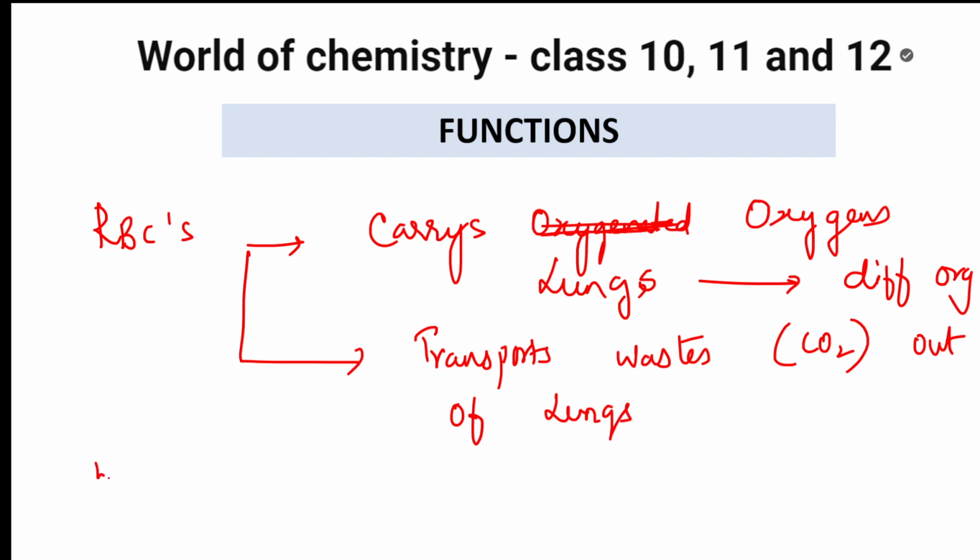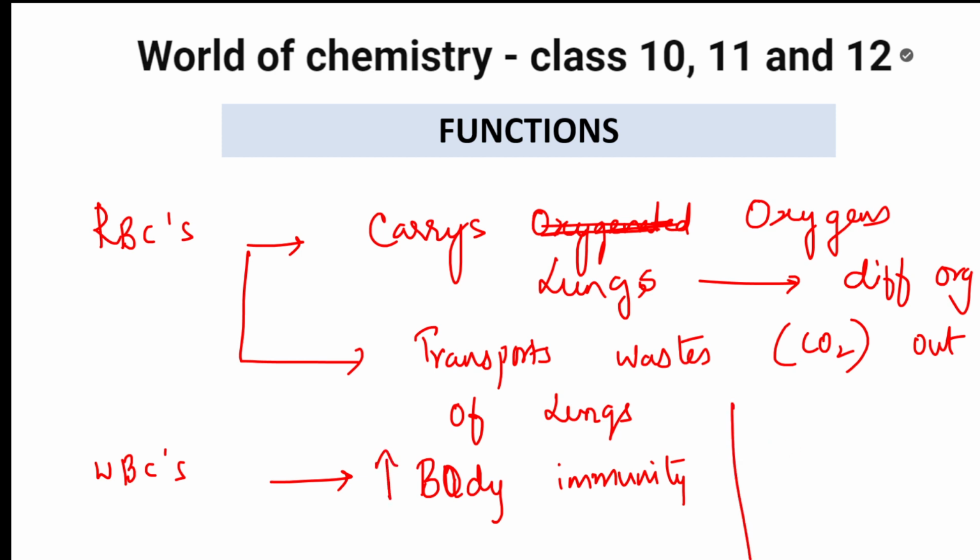Now you tell me WBC. We say they are fighting system. They're going to protect our body. So they help in building body immunity. Okay, they help in our body immunity. We say, when we get fever, your WBC cells are fighting. So it increases body immunity or helps in body immunity.